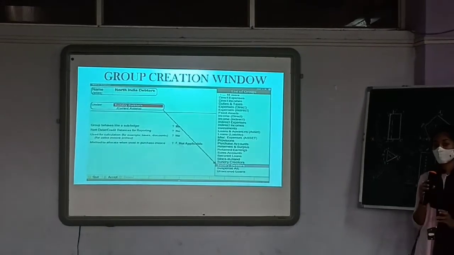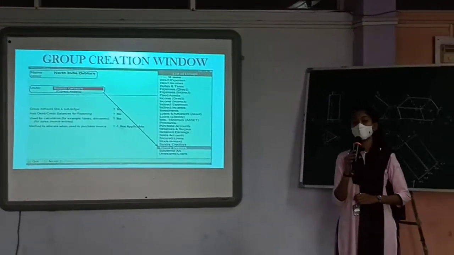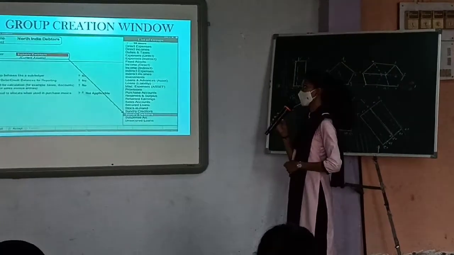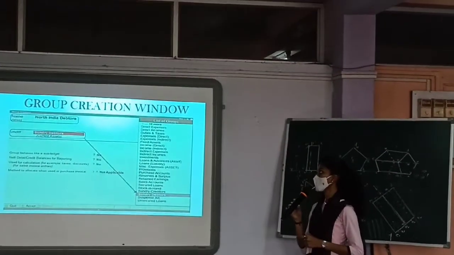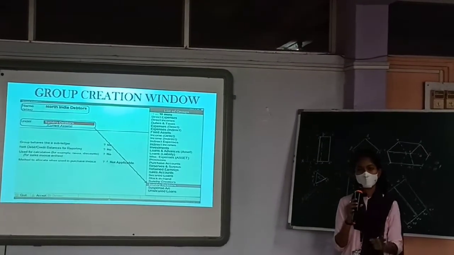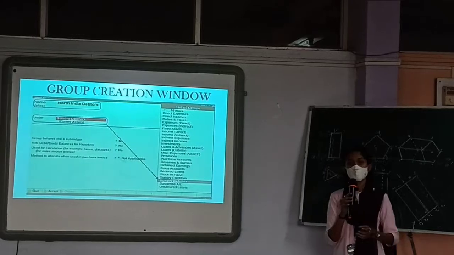Here there are three things. First is name. Here we have to write the name of the group that we want to create. Now here we have North India Debtors. After that we have Alias. Alias is an alternative name or nickname. For example, bills payable, we write as B/P.